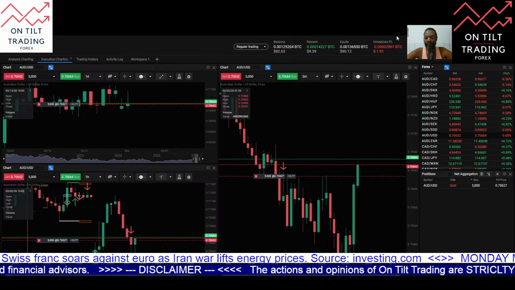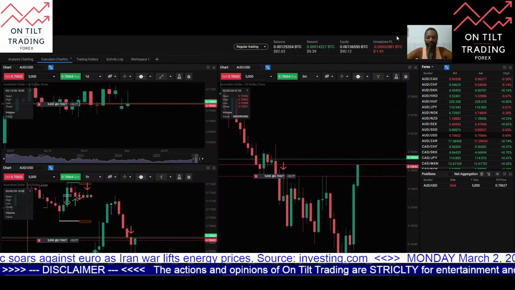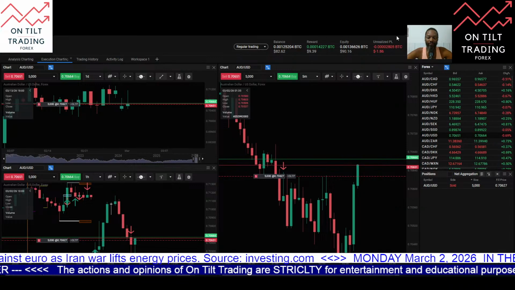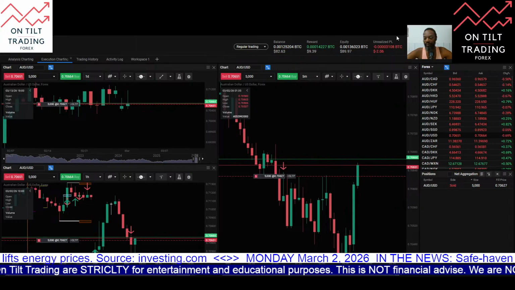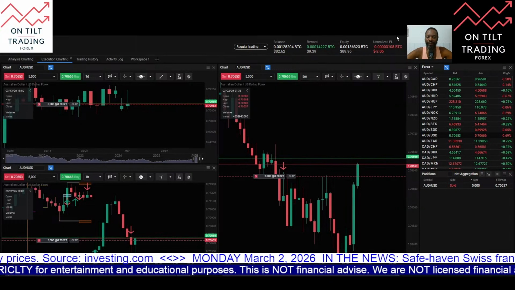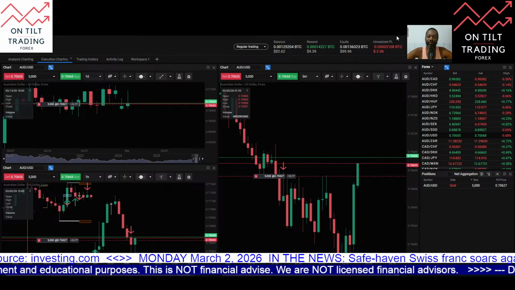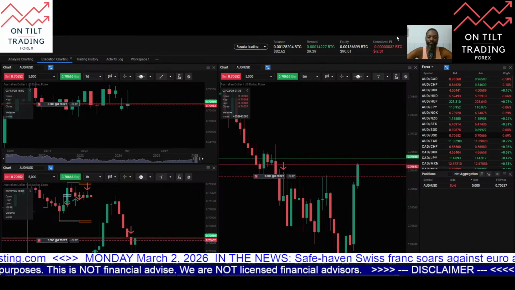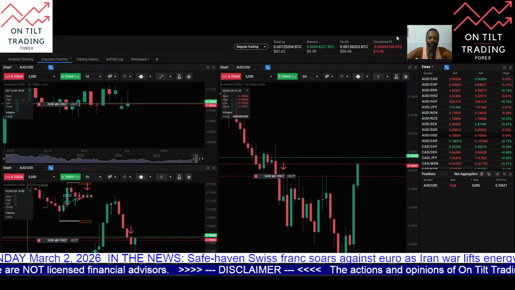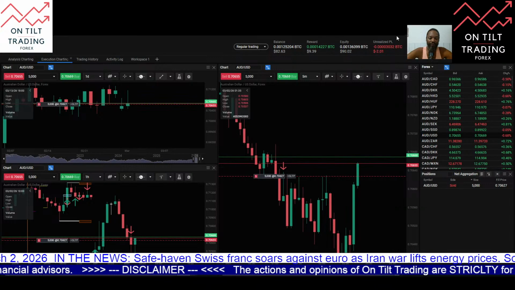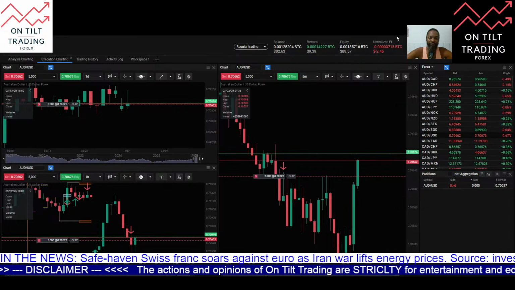0.70650. Price trading through the gap. Less than 1 minute remaining in the current 5-minute candle. Currently, price looks to disrespect the 5-minute fair value gap up here.